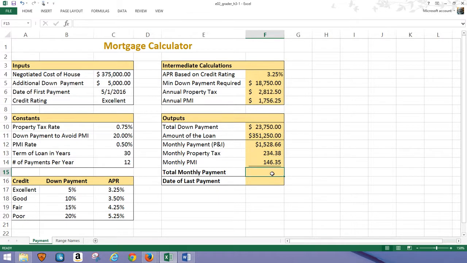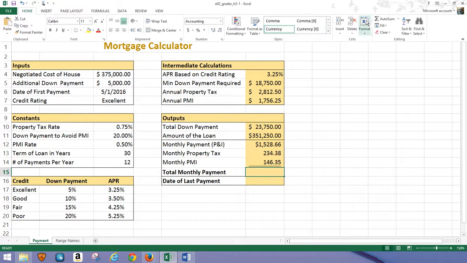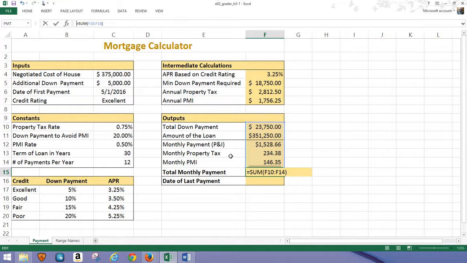So the total monthly payment is what? Well, let's see if this works. We're going to use the AutoSum feature. And that says F10. Well, F10 isn't right. I just want 12 through 14, so I'll change that to 12. You can either type in the F12 through 14 or do it this way, however you want, but you're summing F12 through F14.